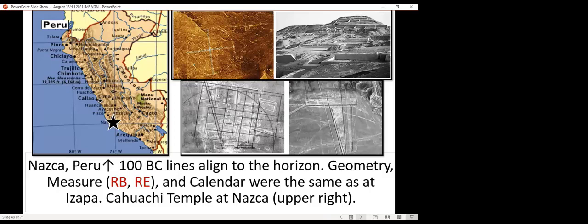From the temple, the only large temple, Cahuachi at Nazca, its center point became the measuring system across the landscape, 9 miles from there to the picture below, showing a design expanding the alignment system.